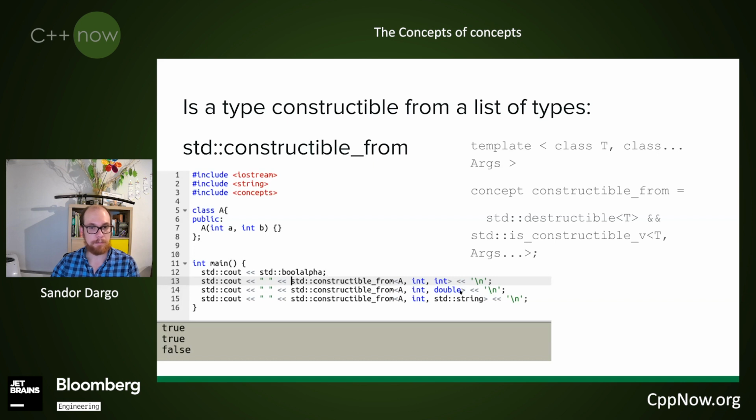With the second example, we see that implicit conversions are taken into account. So A is constructible from an int and a double, but there is no implicit conversion from a standard string to an integer. So the third one, constructible from int and string, is false.